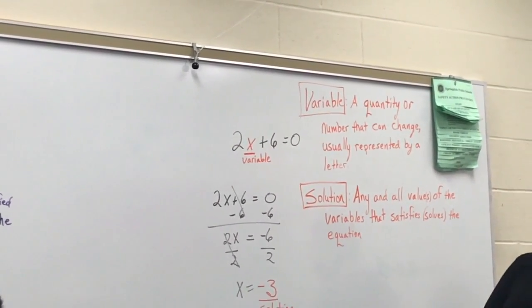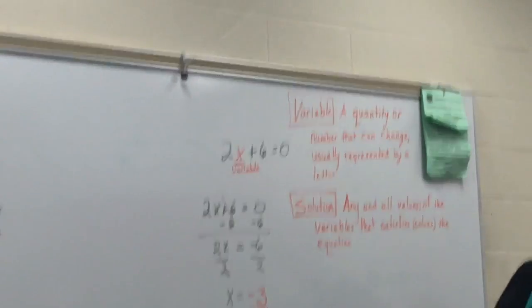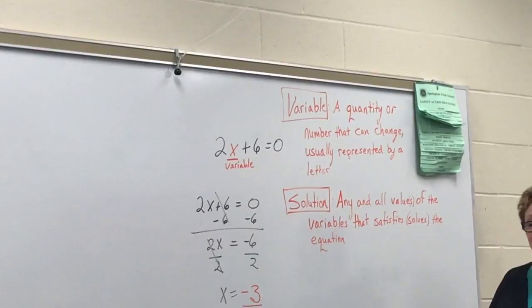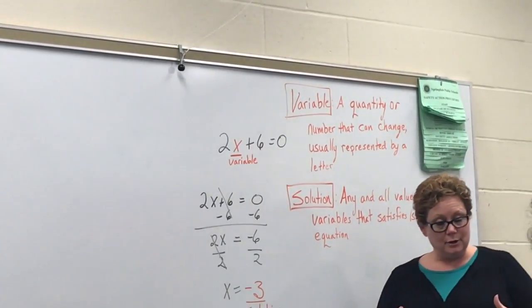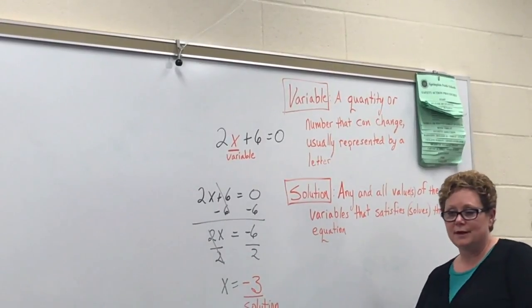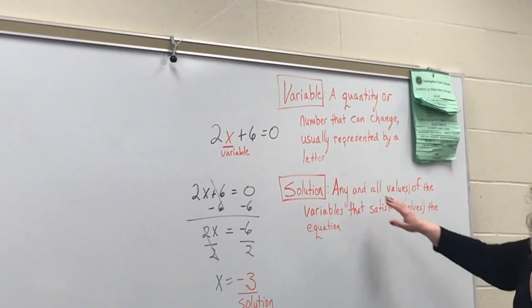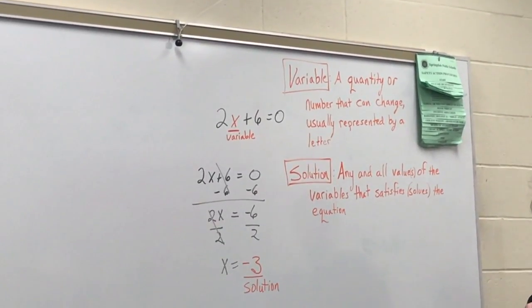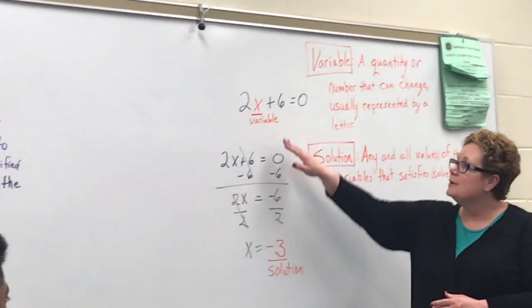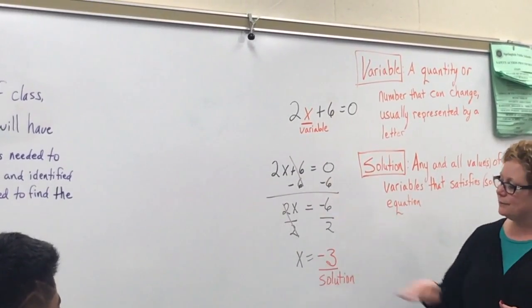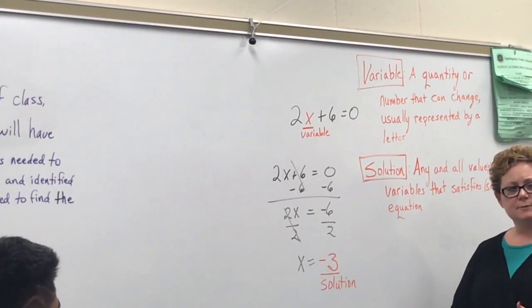The solution then is what? The answer, absolutely. So it's any and all values of the variables, because sometimes when we set our polynomials to 0, we have more than one answer for the value of x. So it's any and all values of variables that can satisfy or solve the equation. So this is our variable, and here, -3 is our solution when we solve the problem. Any questions on this part?